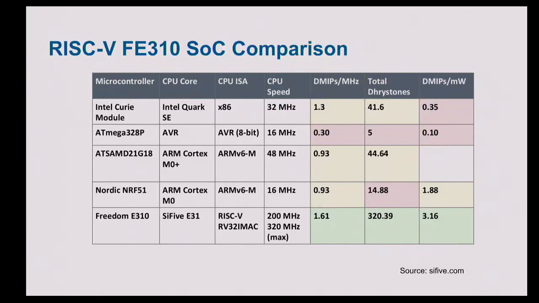So here is FE310 in comparison to some other SoCs like Arduino based Atmega 328P, which runs on 16 megahertz. Well, it's no wonder, because FE310 wins the speed contest, but it also wins the efficiency contest.